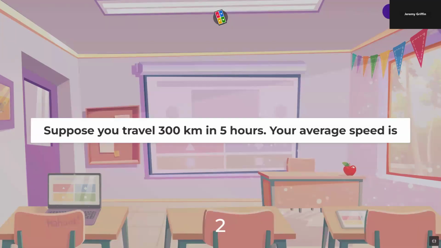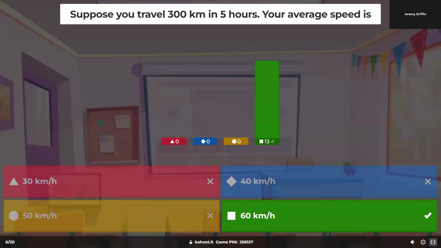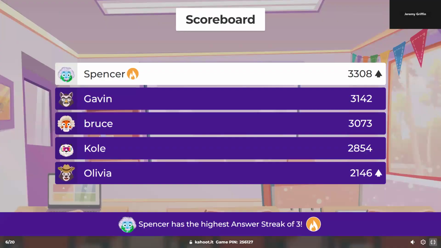Suppose you travel 300 kilometers. You do that in 5 hours. What's your average speed? 300 kilometers, 5 hours. There you go. Yeah, 60 kilometers per hour. Right, it divvies out. Okay. Of course, that would be an average. Yeah. Olivia, Cole, Bruce, Gavin, Spencer, on fire.